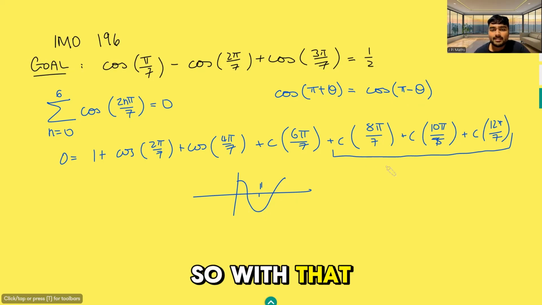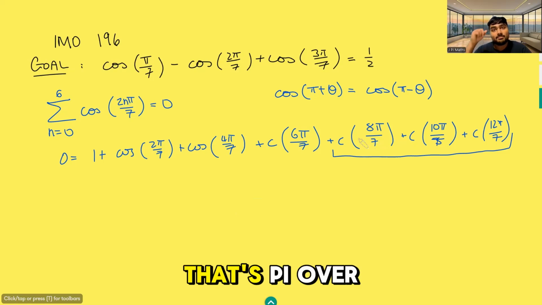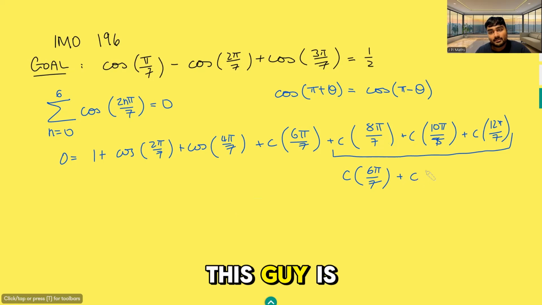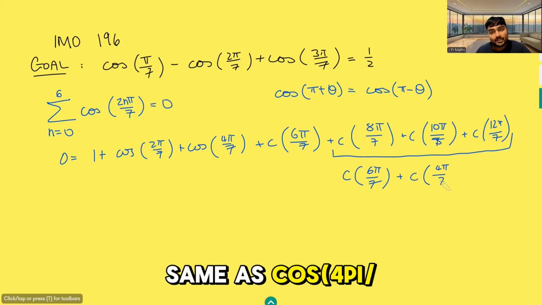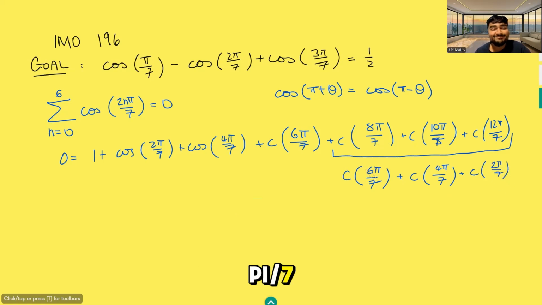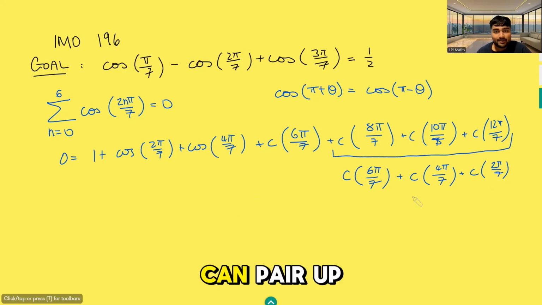Okay, so with that being said, what can I say cos 8 pi over 7 is the same as? Well, that's pi over 7 more than pi. So I can say that this is the same as cos of 6 pi over 7. Similarly, this guy is going to be the same as cos of 4 pi over 7. And this guy here is going to be the same as cos of 2 pi over 7, like so. Amazing.